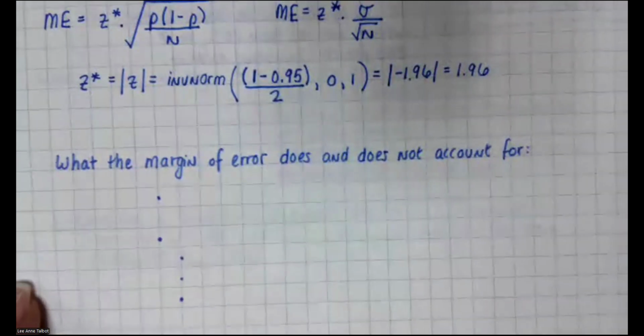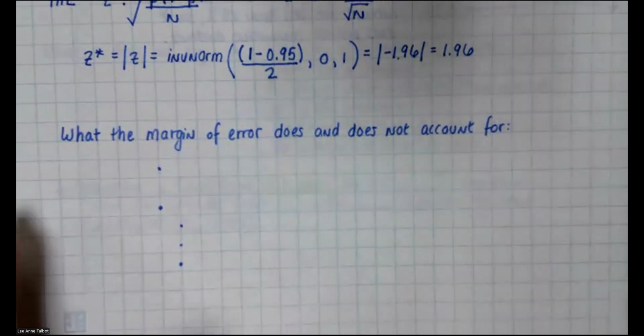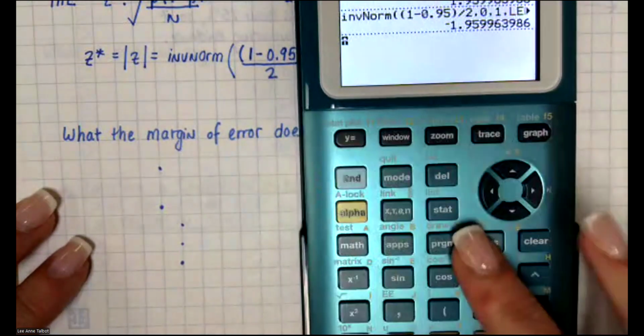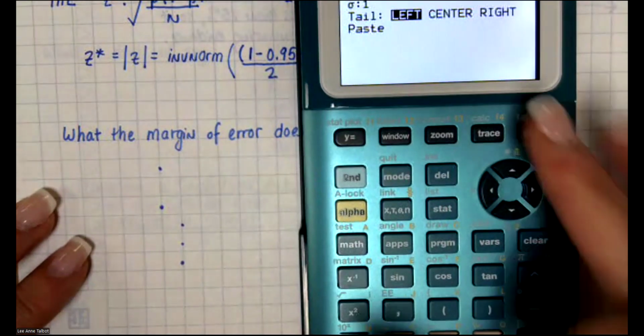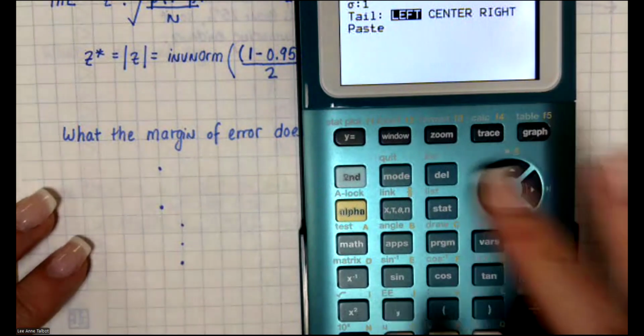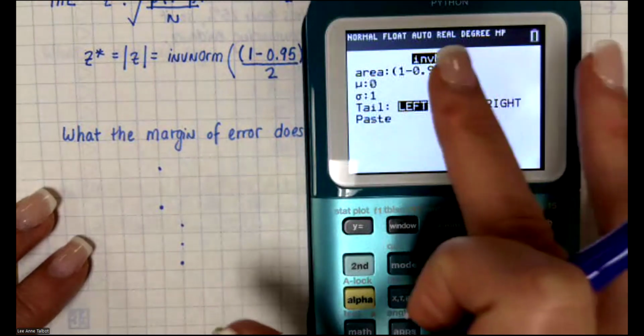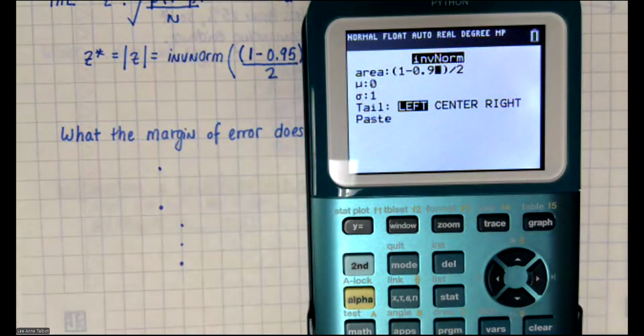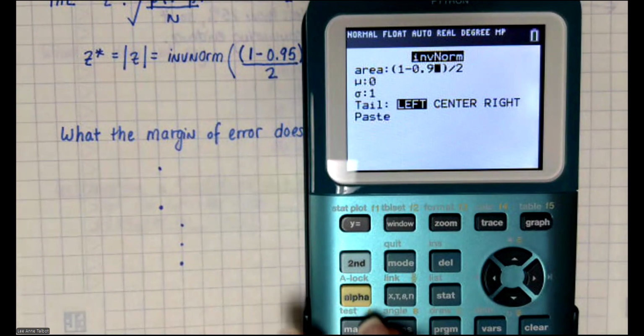I highly suggest you just leave this bit in your calculator, and in every problem that you do, that'll still be there. Just change this decimal to whatever that particular problem says. If it says 90%, change it to 90. If it says 99%, change it to 99, but just leave this in there. That is my suggestion.